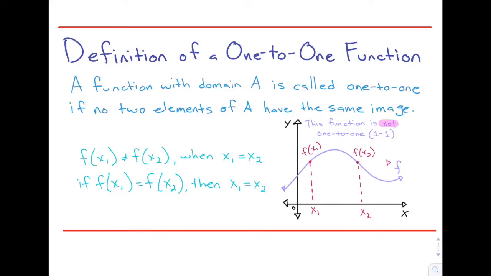So the definition of a one-to-one function. A function with domain A is called one-to-one if no 2 elements of A have the same image. That is, no 2 inputs have the same output. Expressed in a more mathematical way, f of x1 does not equal f of x2 whenever x1 does not equal x2. Or in other words, if f of x1 equals f of x2, then x1 must also equal x2. Otherwise, if this is not the case, then our function is not one-to-one.